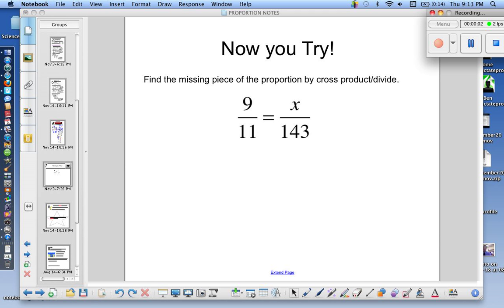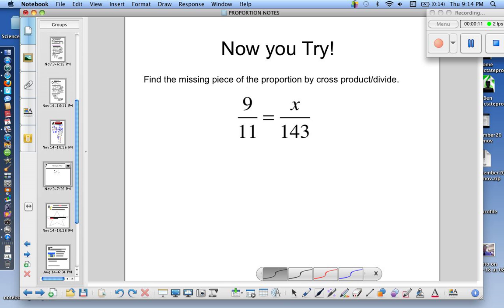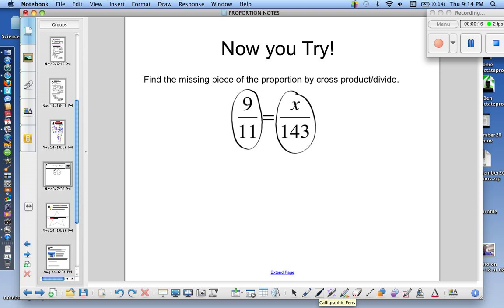So now you need to try one on your own. You need to find the missing piece of the proportion. Remember, proportions are formed by two ratios, two fractions here. So you need to find that missing x by cross multiplying and then dividing. If you need some help, look at the previous page to see what our first step is. So try the first step on your own, and then we'll play the video and you can check your steps with mine.